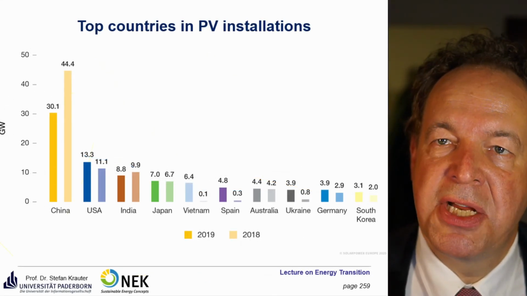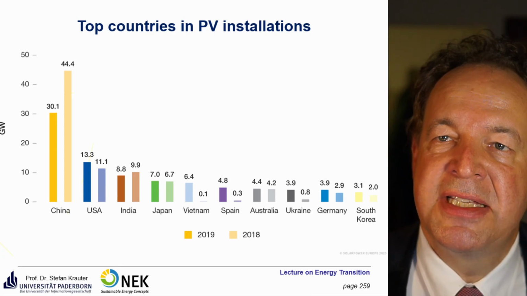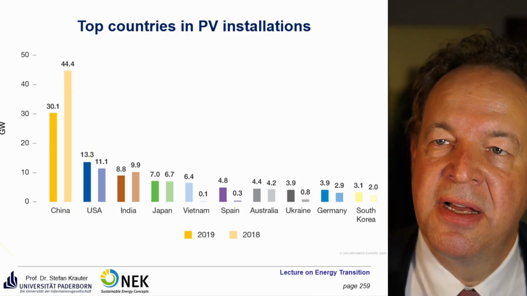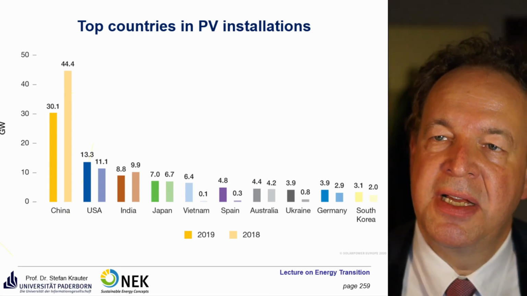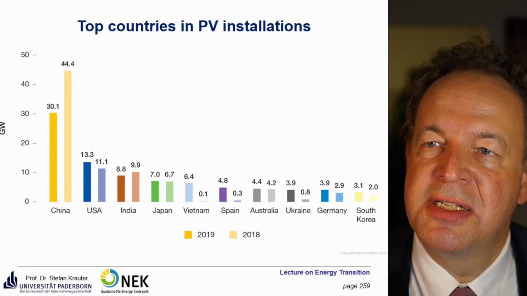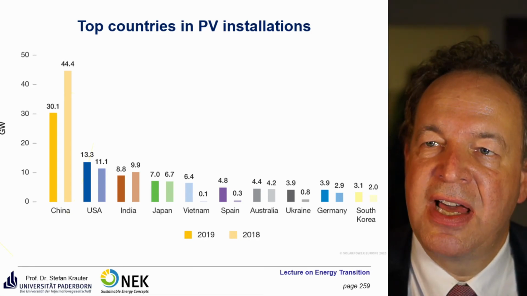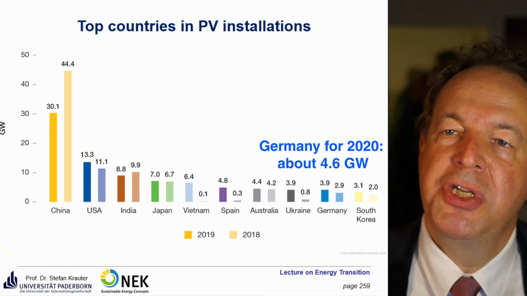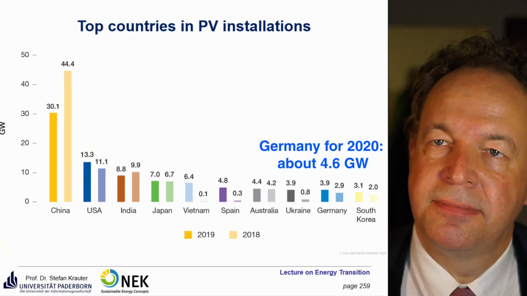The top countries, as I mentioned already, are China, this is 2018 and 2019, followed by the US, India, Japan, Vietnam. Fortunately, Germany doesn't play such a big role anymore. It has been in 2005, 2010. It's about in the vicinity of 4 gigawatts per year that is installed in Germany.